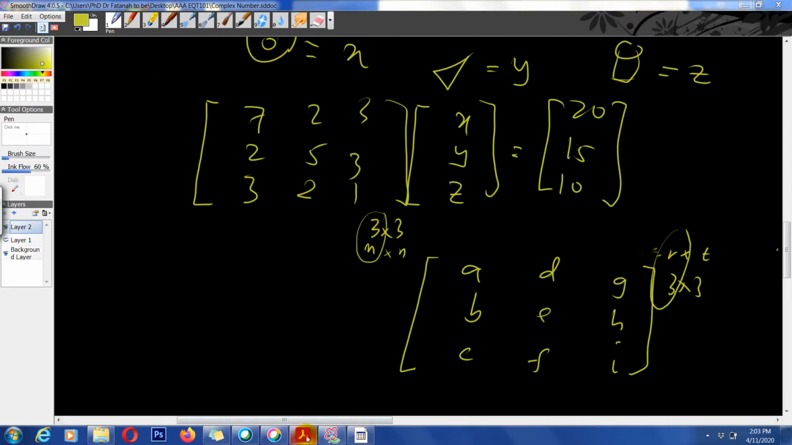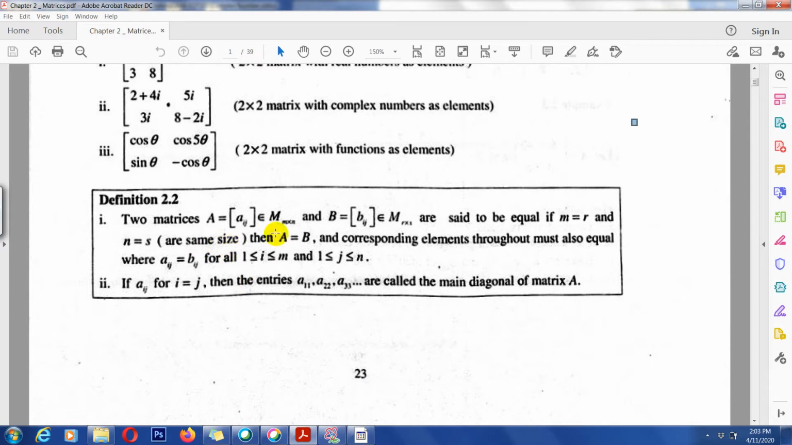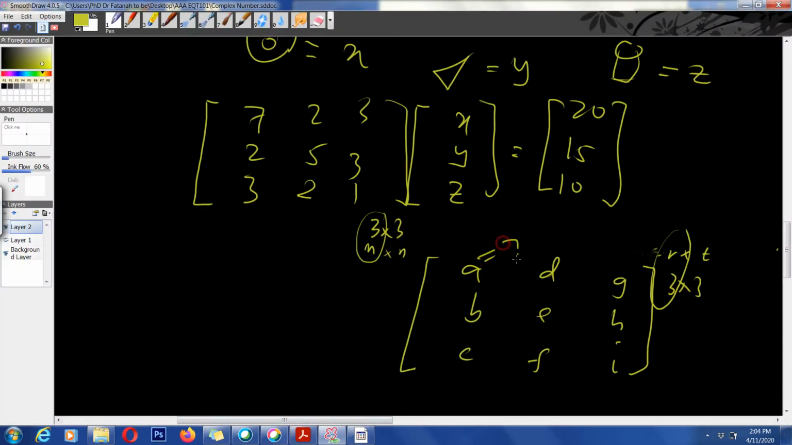And then he said again, if we have the same size, and then Aij and Bij are also the same. So if the entries are 7, 2, 3, 2, 5, 2, 3, 3, 1, they conclude that this matrix is equal to this matrix.